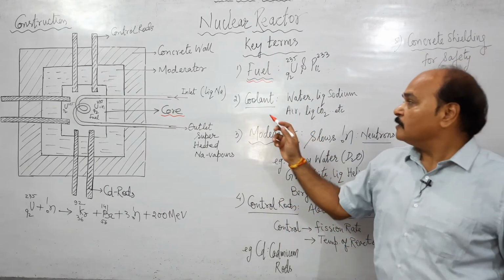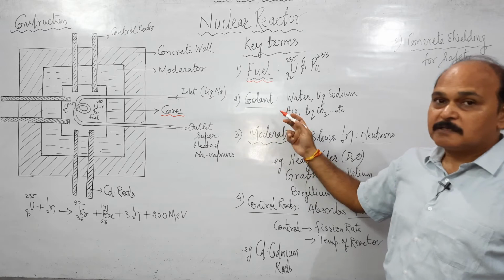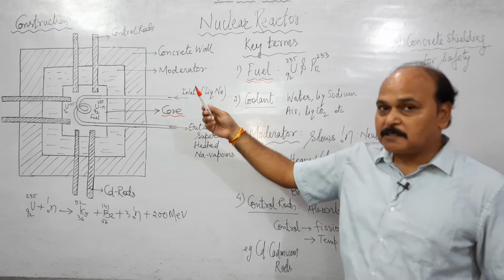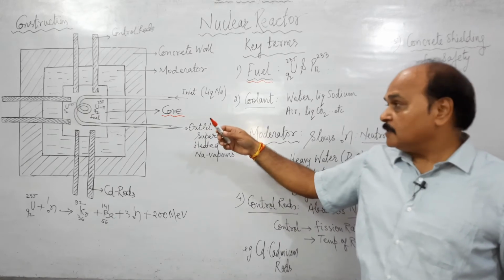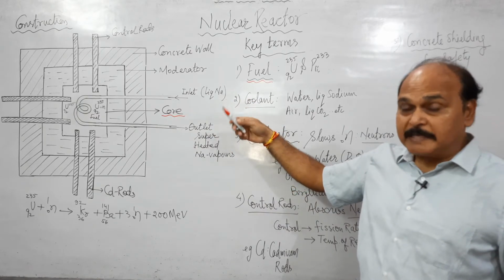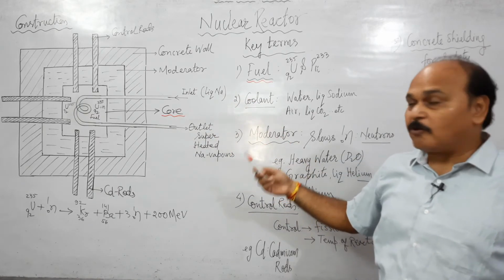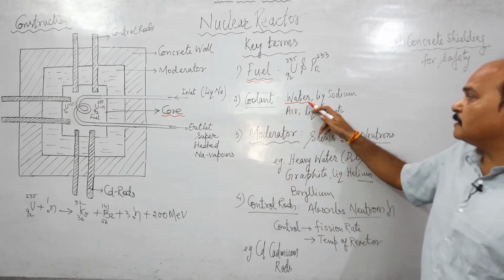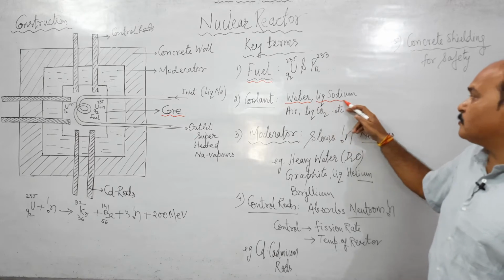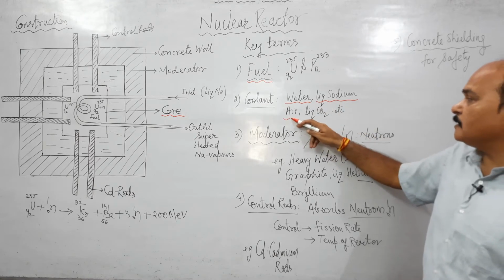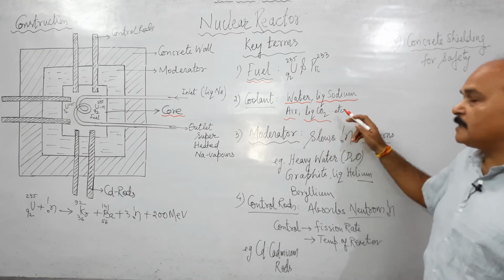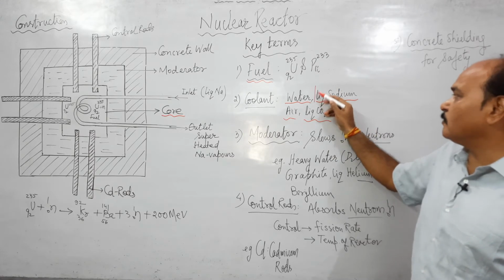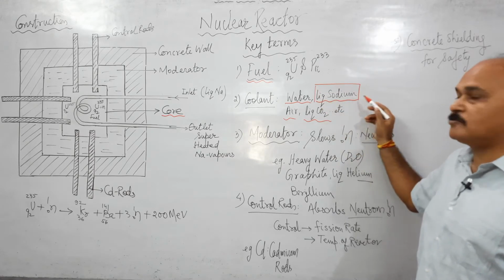Besides fuel, we have coolant. Coolant takes away the heat from the reactor, and this heat is used for generation of electricity. So how is that accomplished? The coolant may be water, liquid sodium, air, liquid carbon dioxide, etc. But the best coolant is liquid sodium.